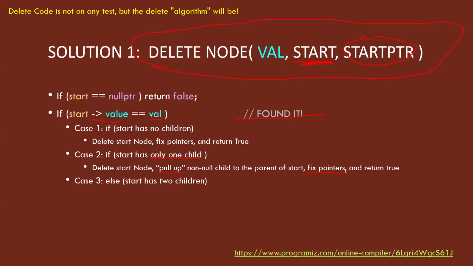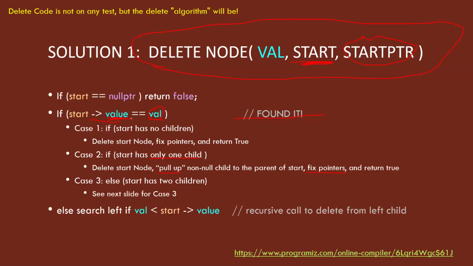Case 3 is the recursive case. So if I have 2 children, then I just got to decide, okay, which direction do I recursively go? Do I go down the left branch or do I go down the right branch? And it kind of depends on the value I'm looking for, right? If it's less than or equal to this, we're going to recursively call and go down the left branch. Otherwise, we're going to recursively call and go down the right branch, okay?